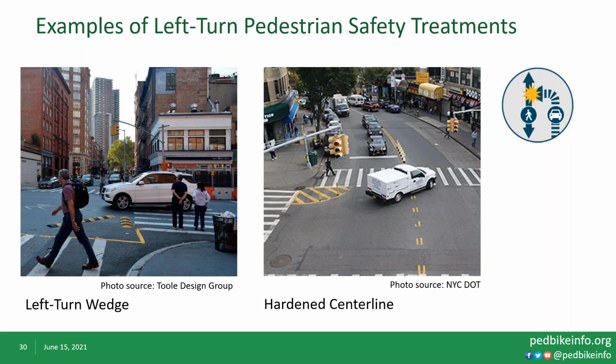So the first one is left turn pedestrian safety treatments. Some potential low-cost systemic treatments for left turn pedestrian crashes include hardened center lines and turn wedges to calm left turns by channelizing and slowing left turning vehicles. And this is not pictured, but left turn restrictions are also a good example of a low-cost safety treatment that can be applied to improve pedestrian safety throughout the system by eliminating the source of intersection conflicts in strategic locations.